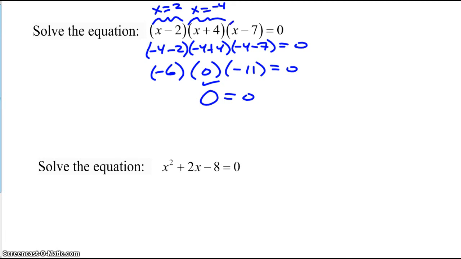And actually, without checking it, I think we can see that the solution for the third factor is 7. So this particular equation has 3 x values that make it true: 2, negative 4, and 7. You might have something like a quadratic equation, x squared plus 2x minus 8 equals 0. The subject of the next videos is how we can find those same values, either by factoring or other means. So we'll leave that for another video.